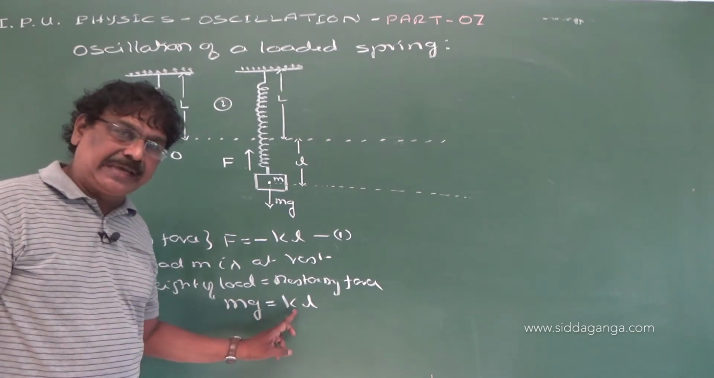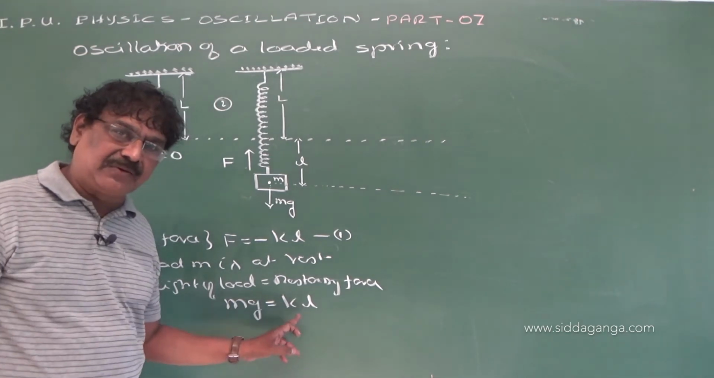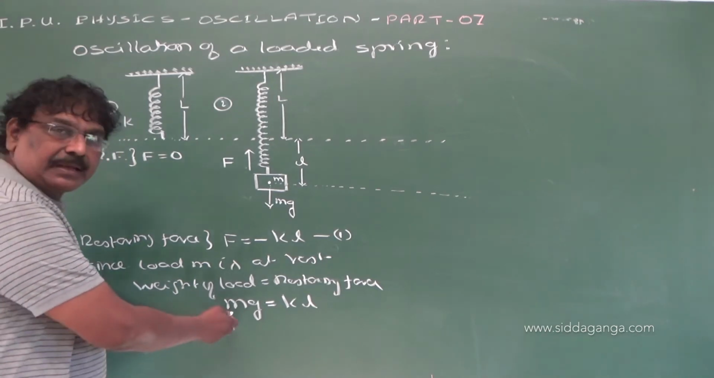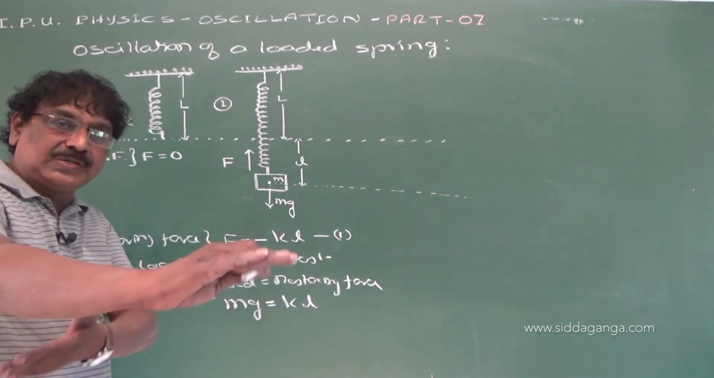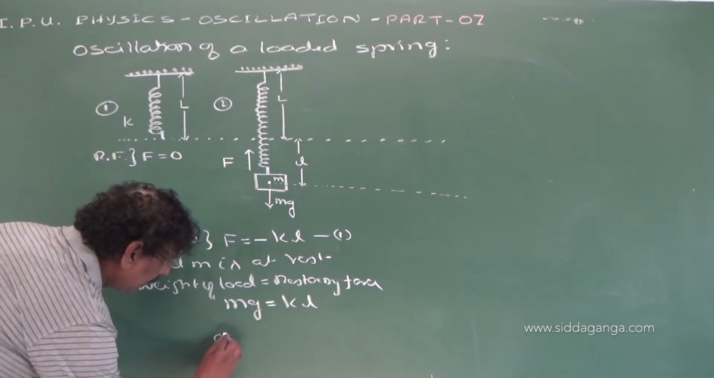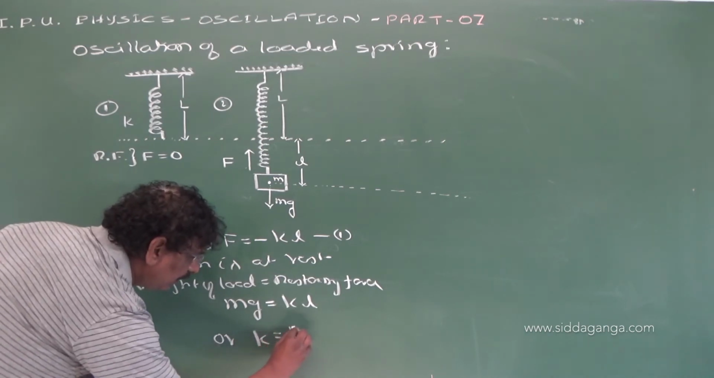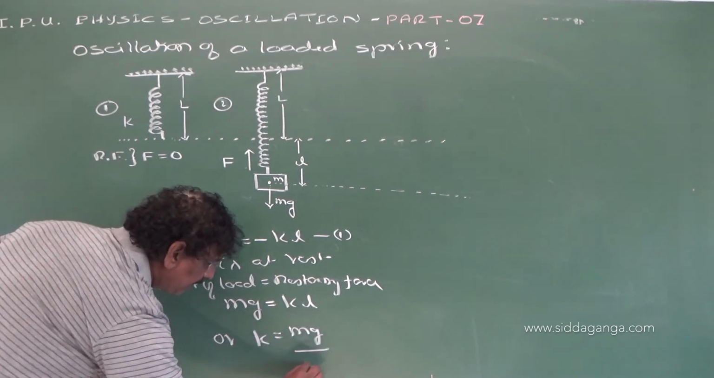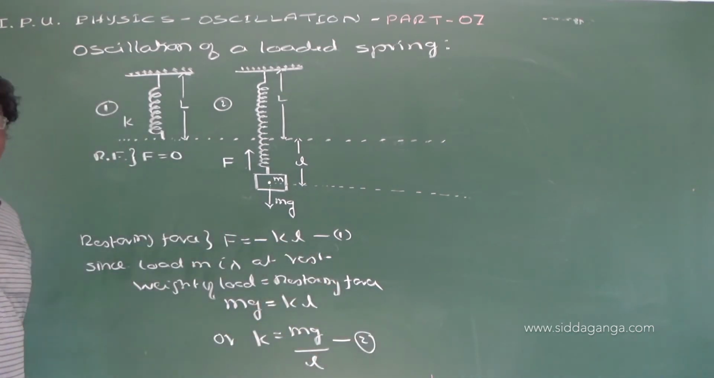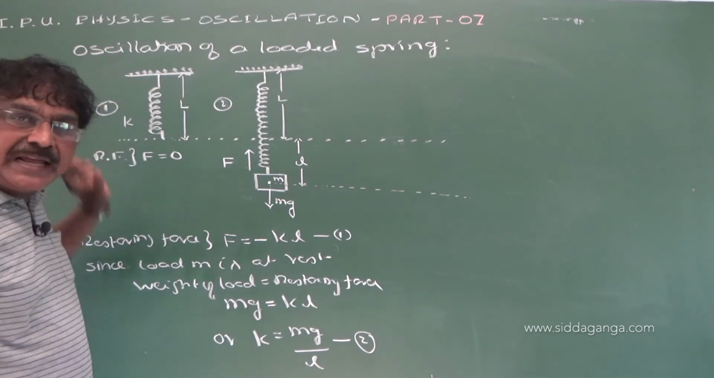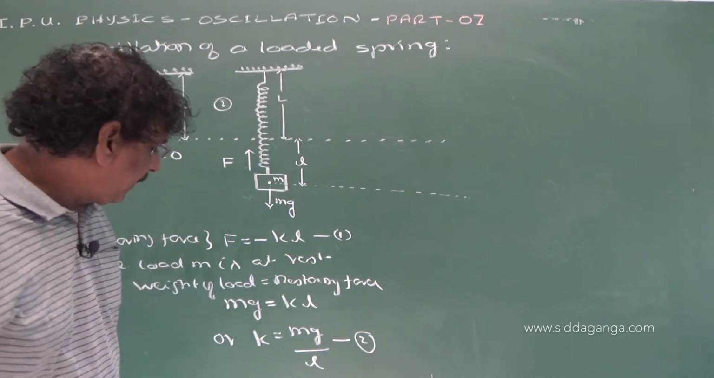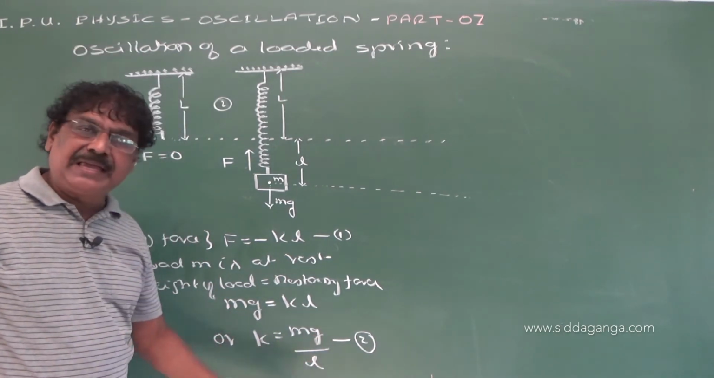Mg is equal to KL. I am taking only the magnitude of that force, because they are acting in opposite directions. Mg minus KL is equal to 0, or Mg is equal to KL, or K is equal to Mg by L. This is equation 2. So the spring constant or force constant of the loaded spring is equal to mg by L.